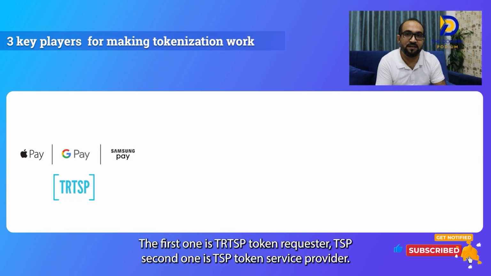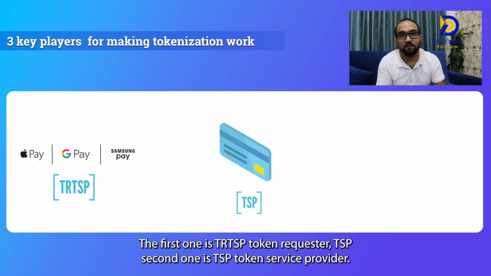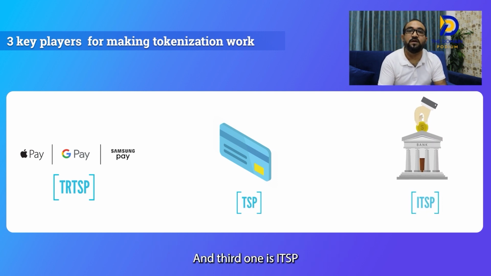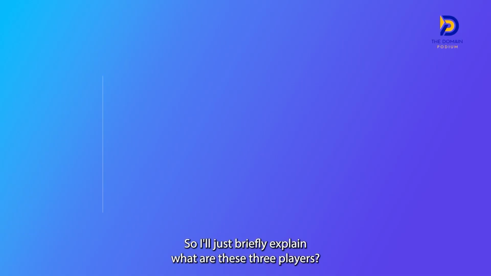The first one is TRTSP, token requester TSP. Second one is TSP, token service provider, nothing but just the card network. And third one is ITSP, issuer TSP, could be a bank or financial institute. So I'll just briefly explain what these three players are.